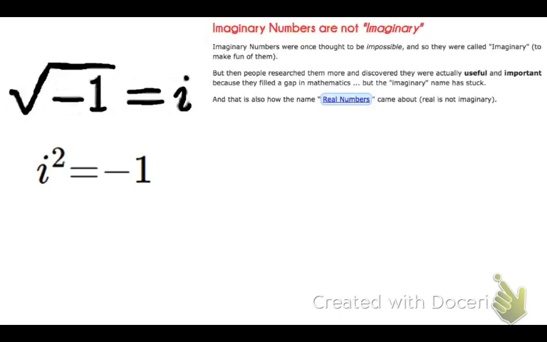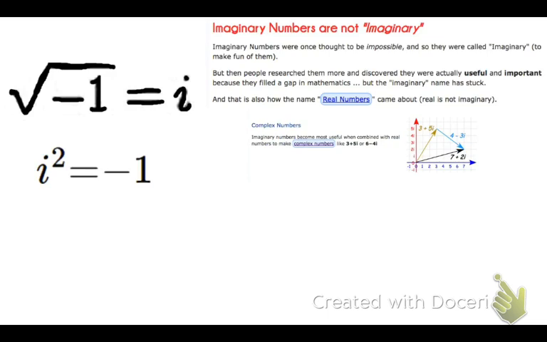Okay, imaginary numbers are not really imaginary, okay? They were once thought to be impossible, and so they were called imaginary to make fun of them. But then people researched them more and discovered that they were actually useful and important because they helped fill gaps in mathematics. But the imaginary name has just kind of stuck, especially because we call it i. But that's also how the name real numbers came about. Real is not imaginary.